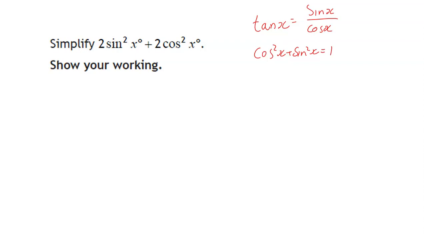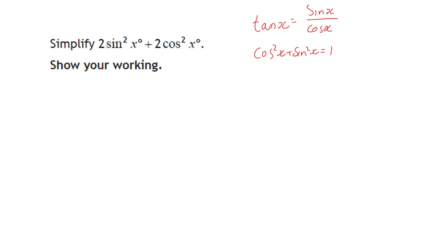Or it could be written the other way around, sine squared plus cos squared is 1. Those are the two big ones that we have to remember. Now the second one can be rejigged, so you can write it for cos squared equals or sine squared equals. But they're the two fundamental ones we need to do.